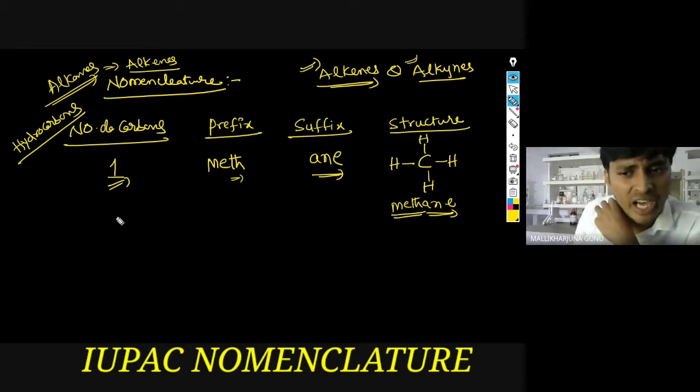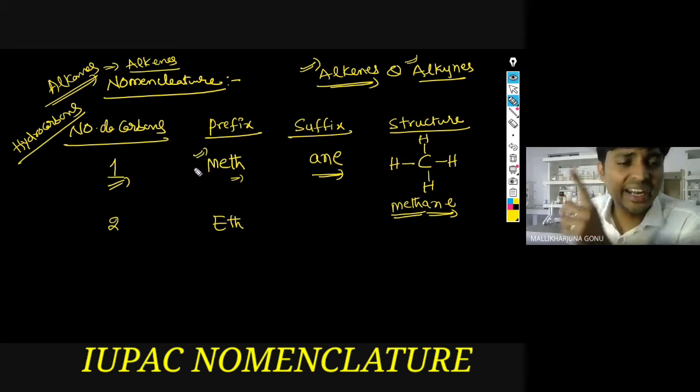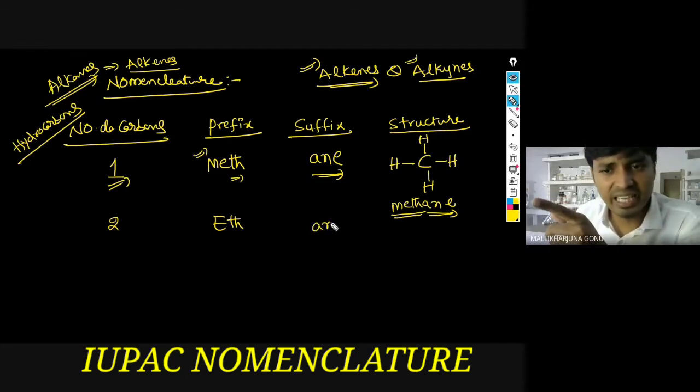Next, number of carbons 2. The prefix for that will be eth. Okay, first carbon, meth. Each and every one I will ask in the next class. You have to learn this by heart. 2 carbons, it is eth. The suffix is ane. How to write this structure?